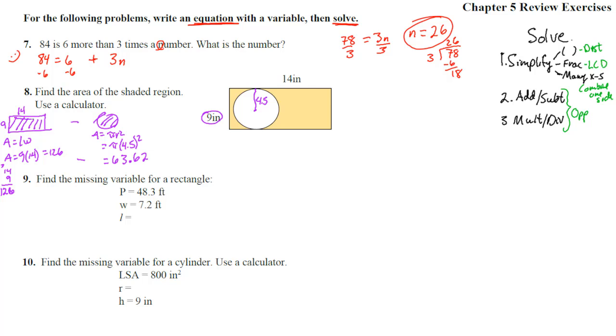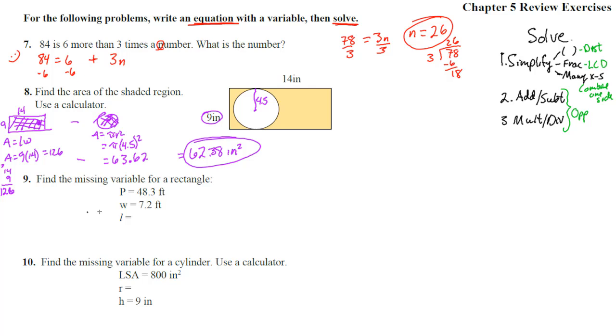So we have all of these in here. And notice if you did this, it's 126 little square inches, and this has 63 of those. And so we subtract them. So 126 minus 63.62, and we get 62.38. And our answer would be in inches squared. So yeah, we take out that circle and we're left with these 62.38 inches squared.